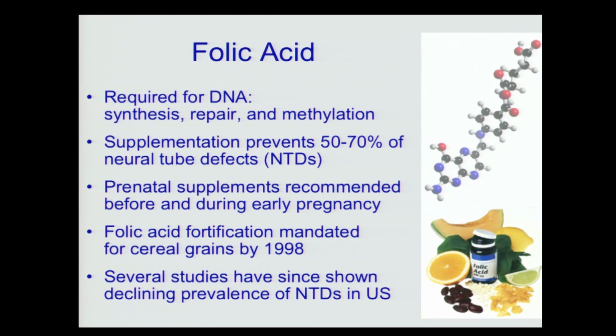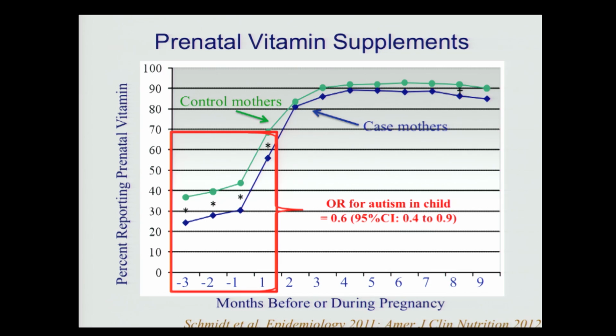And we have had fortification of cereals and grains since 1998, and since then NTDs have actually declined in the U.S. In her analysis, you can see that the mothers who took these prenatal vitamins in those early months, this is 3 months before pregnancy, -3, -2, -1, and the first month of pregnancy, you'll see a significant difference there for the case mothers and the control mothers. Control mothers were more likely to have taken them. So the odds ratio here was 0.6. In other words, this is a protective effect, approximately 40% lower risk in the people who took them.